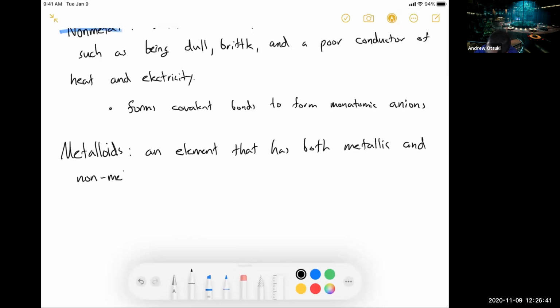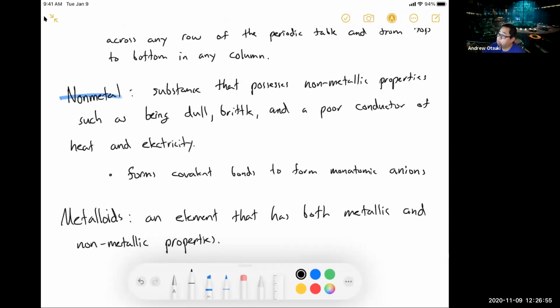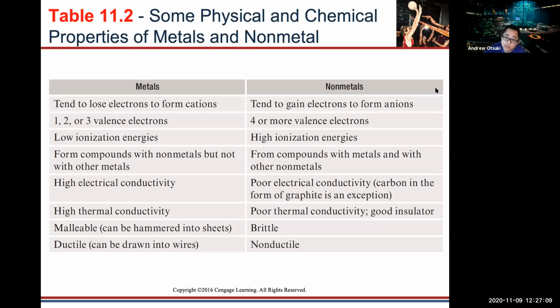All right, just a few more things to go over and we'll be done here. So lastly, let's look over the classifications in a more generic sense. So here's some physical and chemical properties of metals and nonmetals. So metals, they will tend to lose electrons to form cations. Non-metals, they tend to gain electrons to form anions.